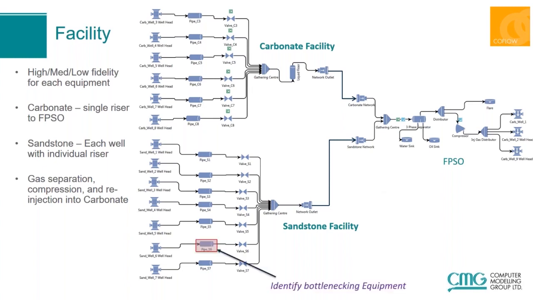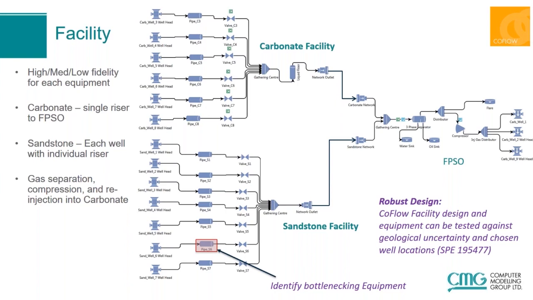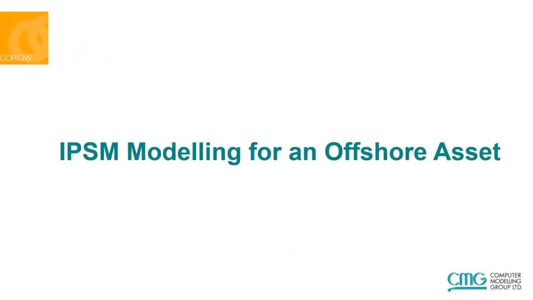So using Coflow, you can identify bottlenecking equipment. For example, the pipe S6 here is a bottlenecking pipe, and you can try to do some debottlenecking by using a different pipe size and things like that. You can also do a robust design by incorporating geological uncertainty within your production design. So now I'm going to go to my Coflow demo.